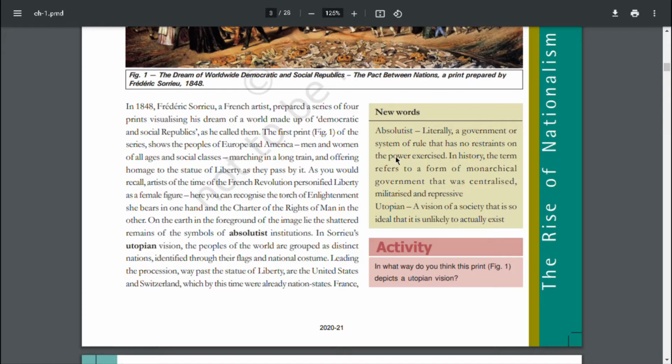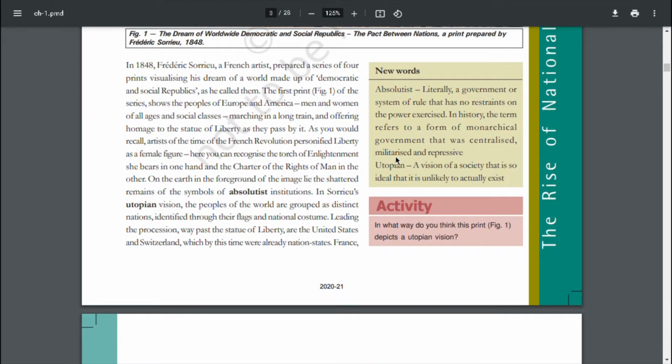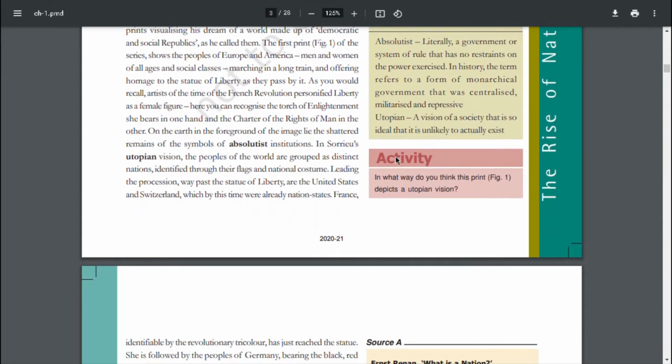The first print of the series shows the peoples of Europe and America, men and women of all ages and social classes, marching in a long train and offering homage to the Statue of Liberty as they pass by it.